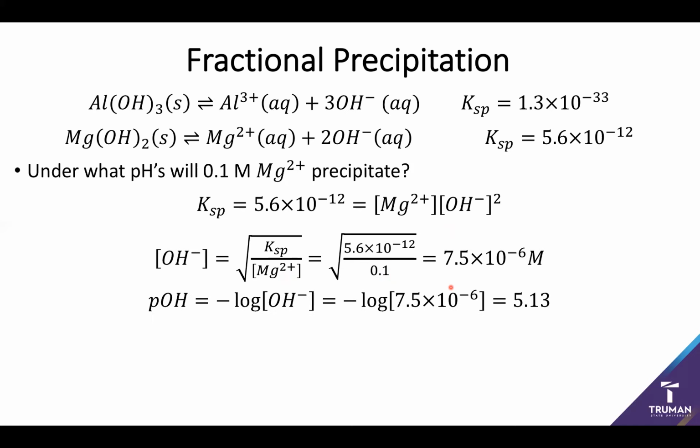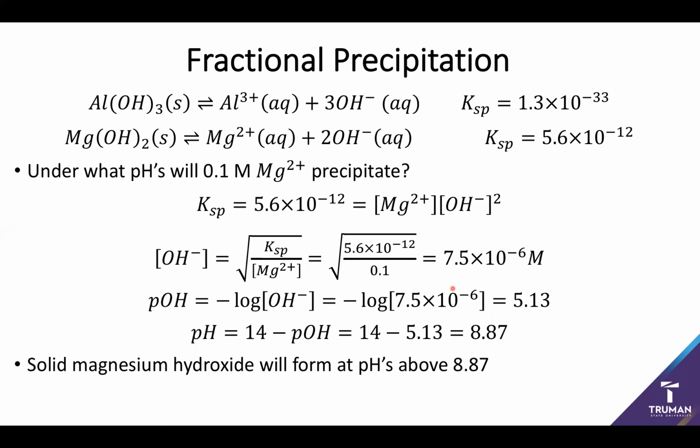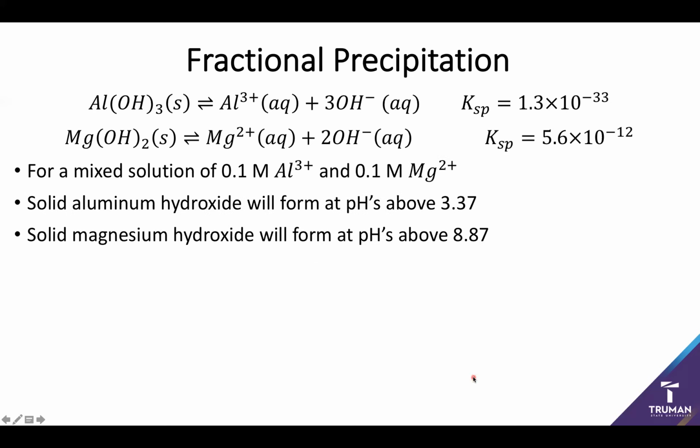Okay, let's go ahead and turn that into a pOH. 5, that makes a little bit more sense, or a pH of about 9. I can work with 9. So this means that solid magnesium hydroxide will essentially form at any pH above about 9, which is actually fairly basic. So if we go ahead and compare these values, I know that aluminum hydroxide will form at pHs above about 3. Magnesium hydroxide will form at pHs above 9.